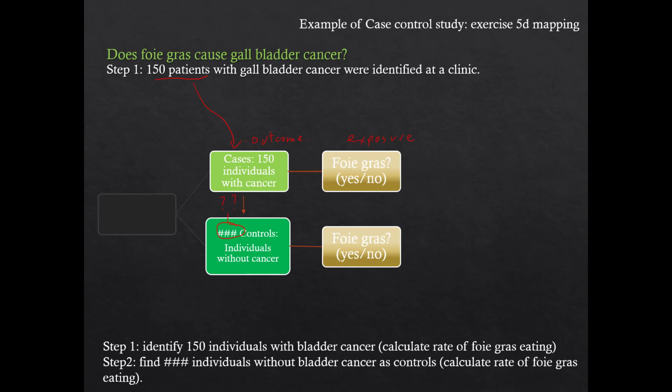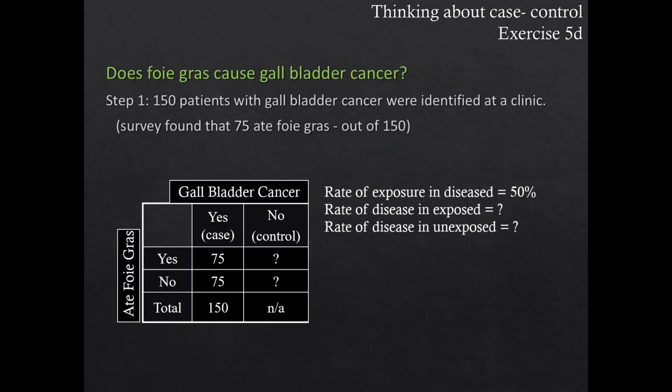All right, so step 1, step 2. And we fill out a contingency table just like we would for a cohort study. We're going to look for the rates. You see, this is the tricky part. This is the independent variable, and this is the dependent variable. So exposure, and this is outcome.